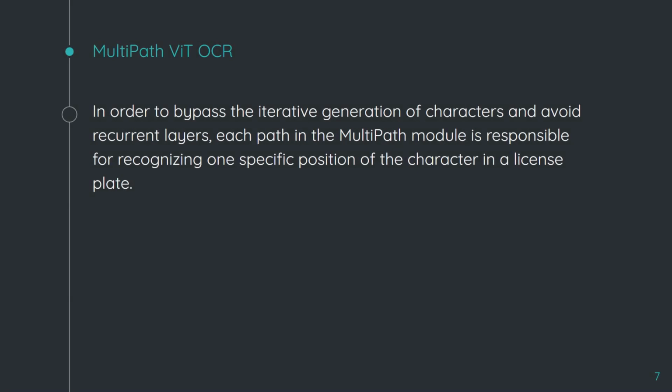In order to bypass the iterative generation of characters and avoid recurrent layers, each path in the multipath module is responsible for recognizing one specific position of the character in the license plate. For example, the third character in a Persian license plate has 26 distinct Persian characters. So, the third path of the multipath module does the task of classification on 26 possible characters. In other words, the last layer of the multi-layer perceptron has 26 neurons. Each path computes its classification loss, and the summation of each path's loss backpropagates on the whole network.